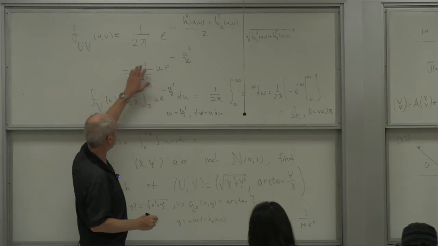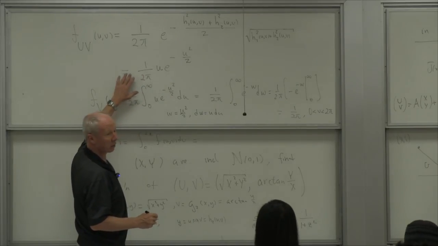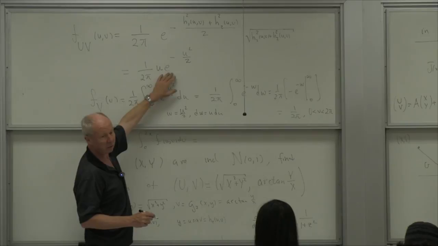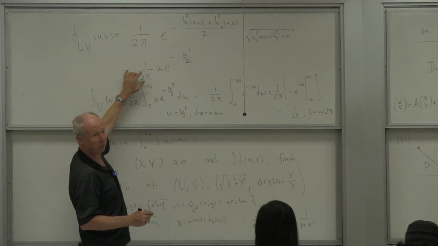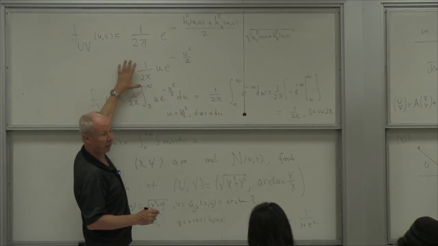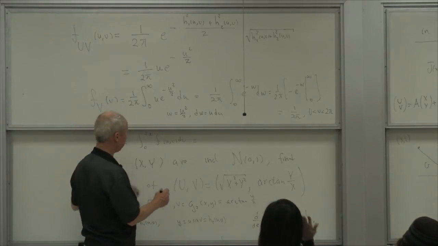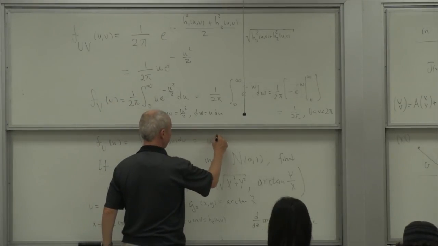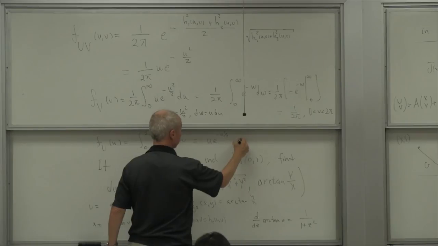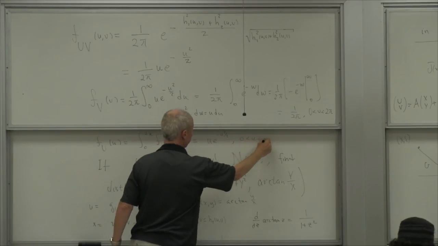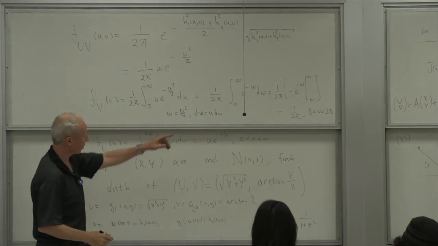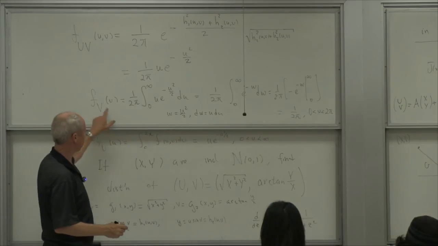I integrate this with respect to v from 0 to 2 pi. This doesn't depend on v at all. So I integrate from 0 to 2 pi dv. I get 2 pi, and that cancels this, doesn't it? So you get u e to the minus u squared over 2. And this is for 0 less than u less than infinity. Otherwise, the density would be 0. And again, outside that range of values, for little v, the density is 0.